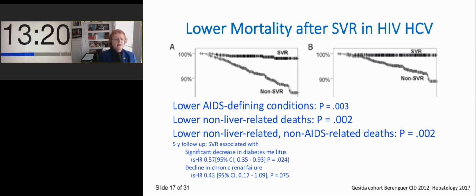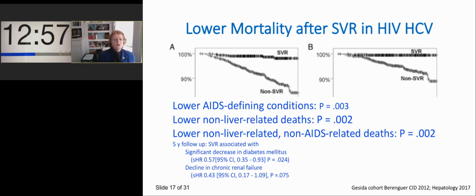They subsequently had a 5-year follow-up of these patients and showed that cure of hepatitis C was associated with a significant decrease in diabetes and decline in chronic renal disease, really highlighting that chronic hepatitis C is a systemic inflammation.